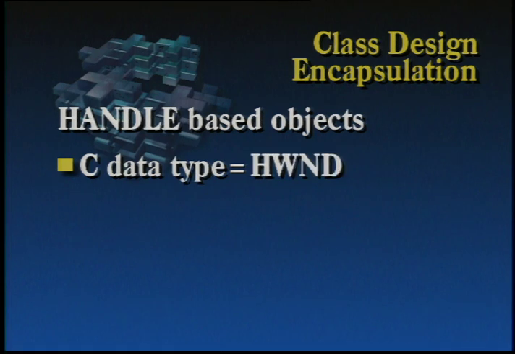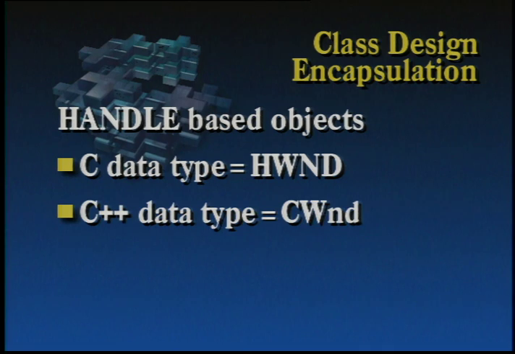Of course, there's lots of those handle-based objects inside of Microsoft Windows. And we take the same design approach to encapsulating most of those handles. So you take a C data type like an HWND, a handle to a Windows window, and we provide a C++ class, C++ data type, to embody, to encapsulate that functionality. In this case, we call it CWnd. So if you're familiar with the Windows API, you're also familiar with the MFC classes.